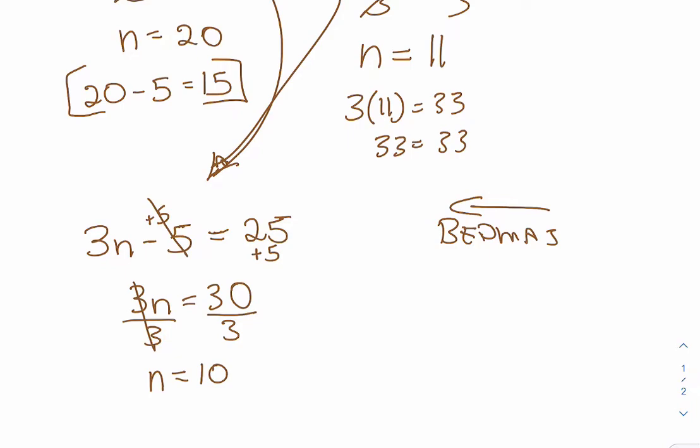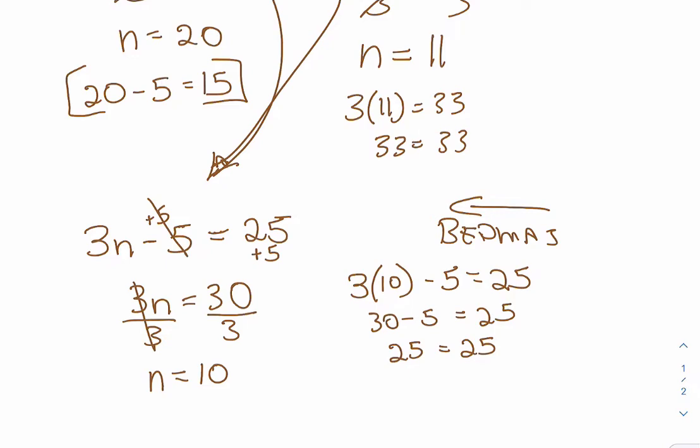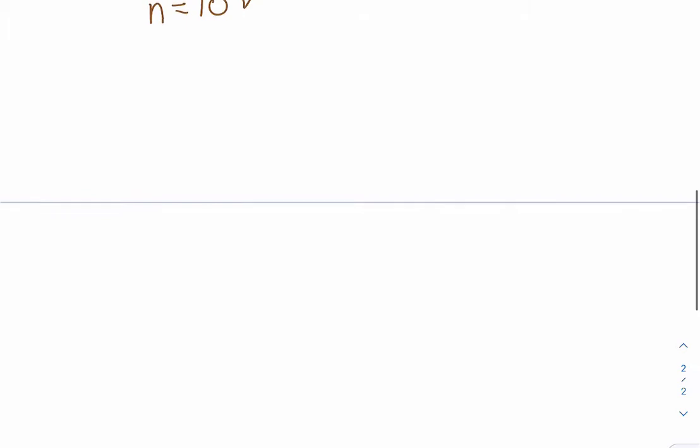Every single time, we're going to check or verify that we have the correct answer. So I'm going to write my equation, but substitute the answer in for the variable. So I have 3 times 10, subtract 5. 3 times 10 is 30, subtract 5 equals 25. 25 equals 25, so it is verified. I am correct. Okay, let's do another one.